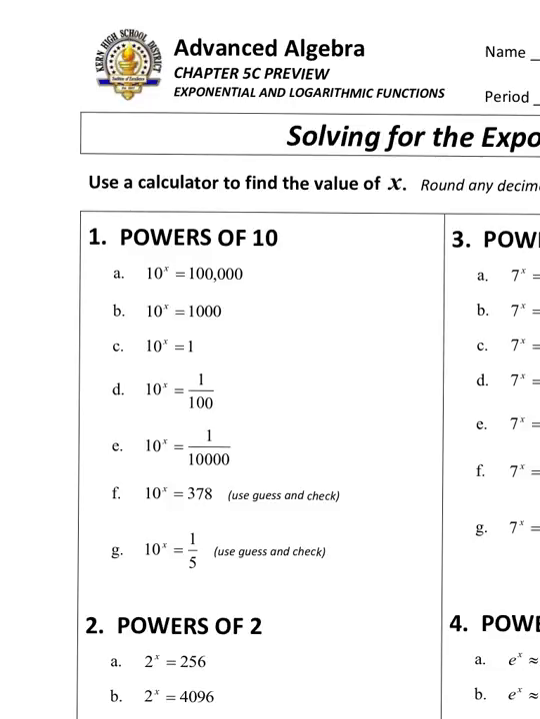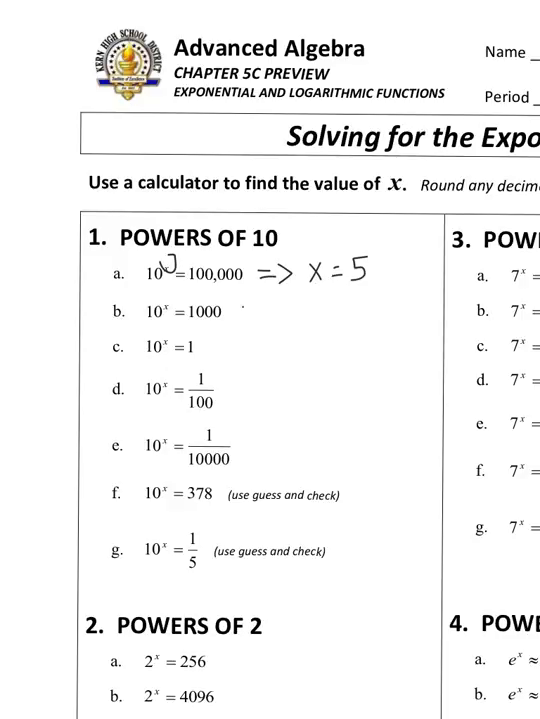In this video, we're going to preview the next unit. If we take a look at number 1 and we figure out, okay, what value of x would make that true? 10 to what power here will equal 100,000? Well, we know that in this problem, x will equal 5. Right? 10 to the 5th power, or to the exponent 5, is equal to 100,000.